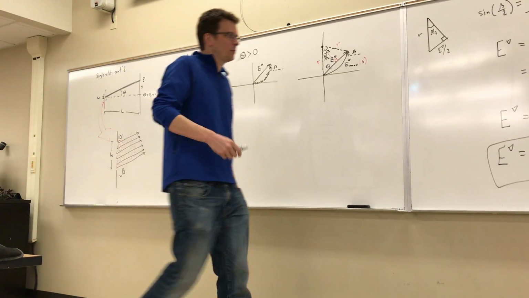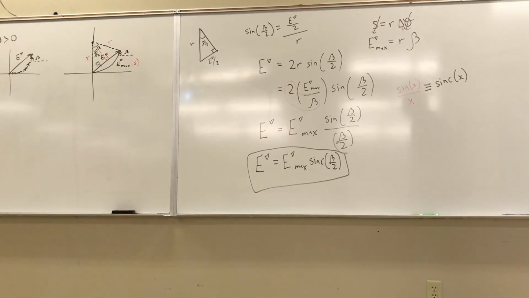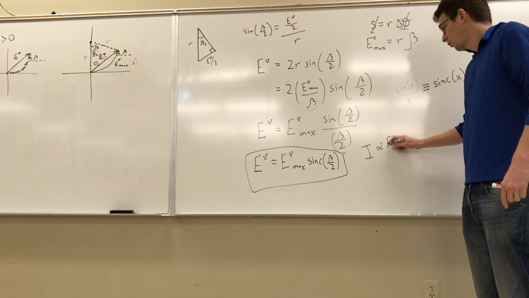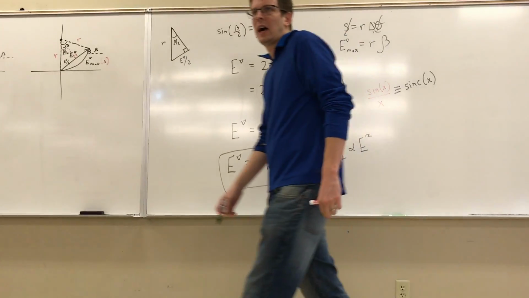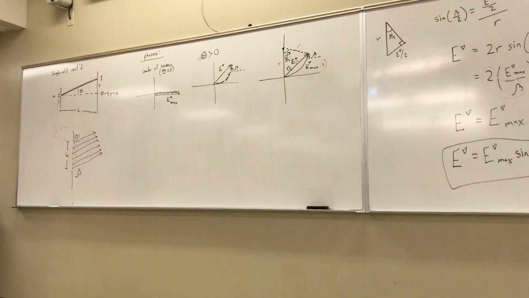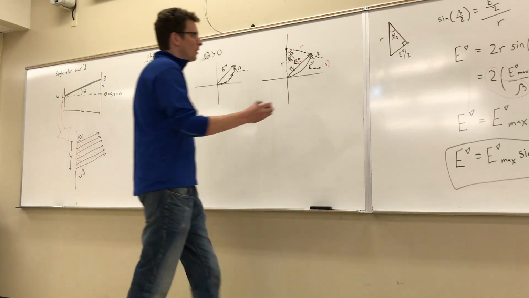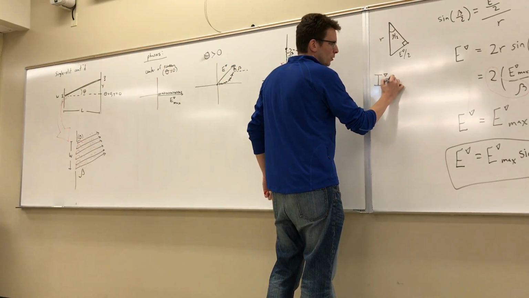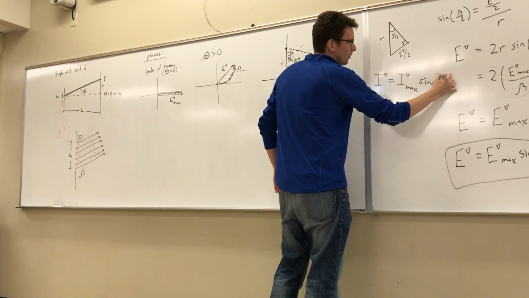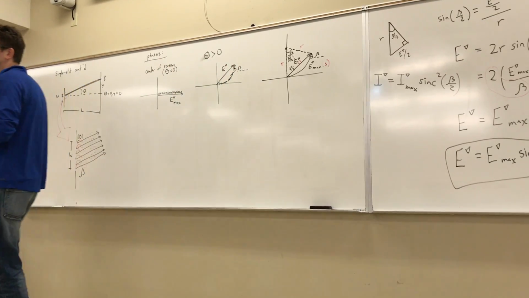Now, of course, my ultimate goal is not to talk about the amplitude. My goal is always intensity. Remember that we learned that the actual brightness observed on the screen is proportional to the amplitude squared. So let's cut straight to the chase. The I prime will be I prime max sinc squared of beta over 2.